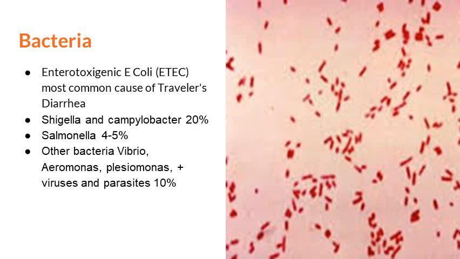Bacteria is the most common cause of traveler's diarrhea, and namely the enterotoxigenic E. coli, ETEC for short, is the most common cause overall of traveler's diarrhea. 20% are caused by bacteria Shigella and Campylobacter. Salmonella constitutes 4 to 5%. Other bacteria, Vibrio, Aeromonas, Plesiomonas, and then the rest, viruses and parasites, make up the other 10% of traveler's diarrhea.